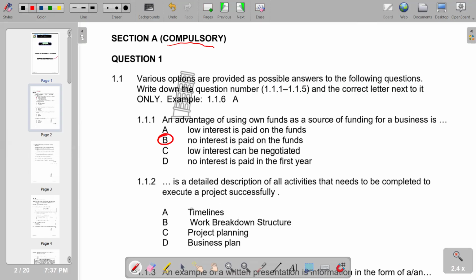Then on number 2, dash is a detailed description of all activities that need to be completed to execute a project successfully. So you see that the correct answer is project planning. And we know that project planning is a phase in project management in which you determine the actual steps to complete a project. So it is the process of defining the goals, timeline, tasks, resources, and strategy for executing a project. So basically, we are saying it outlines what needs to be done. That is project planning.